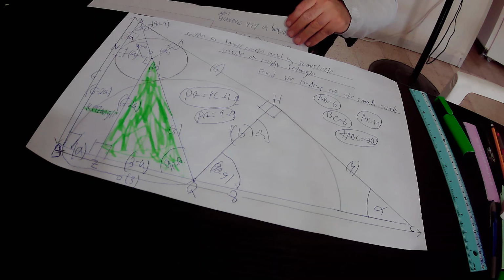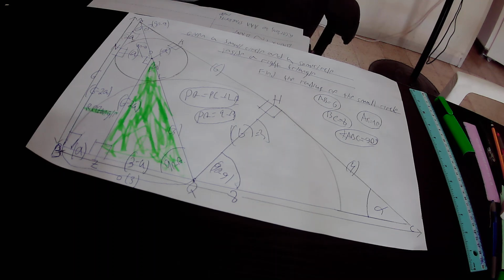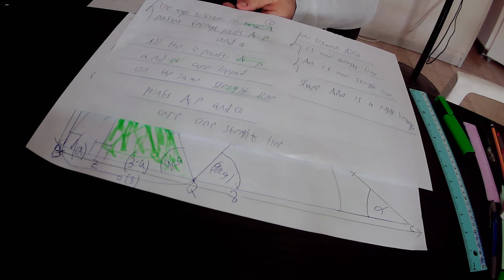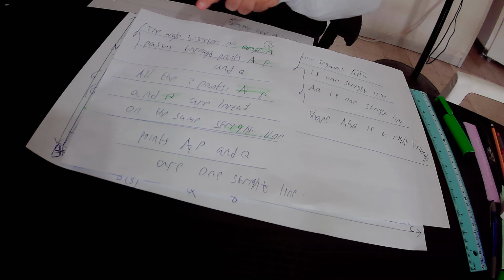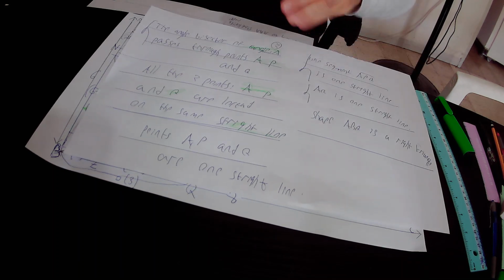Okay, so we can write down here that the angle bisector of angle A passes through points A, P, and Q, and because of the fact that the angle bisector of any angle is a straight line itself, therefore all the 3 points are located on the angle bisector of A, so all the 3 points A, P, and Q are located on the same straight line.